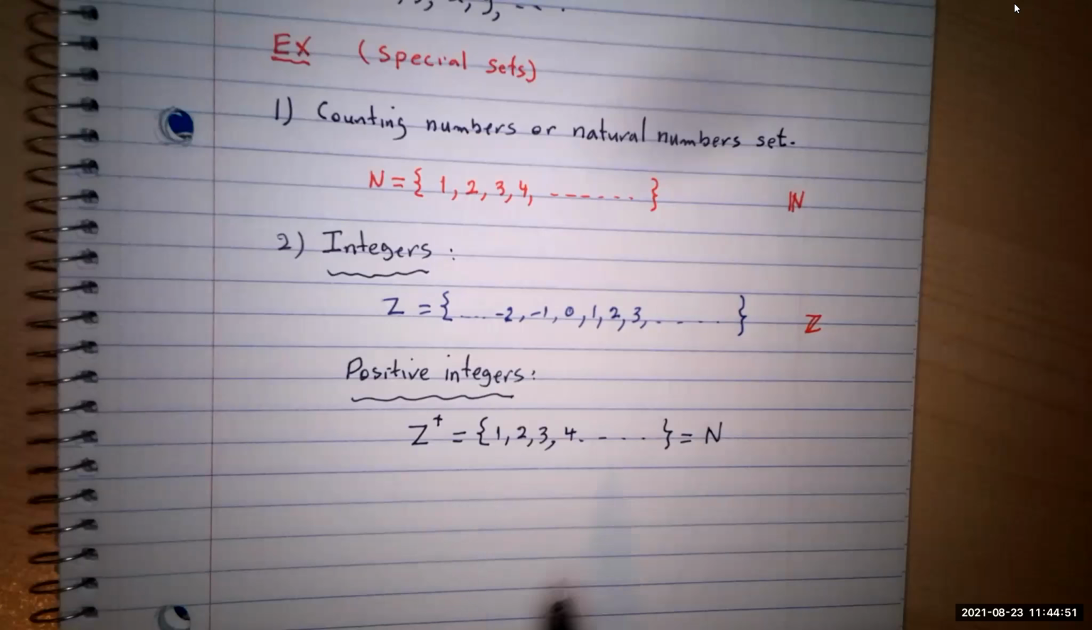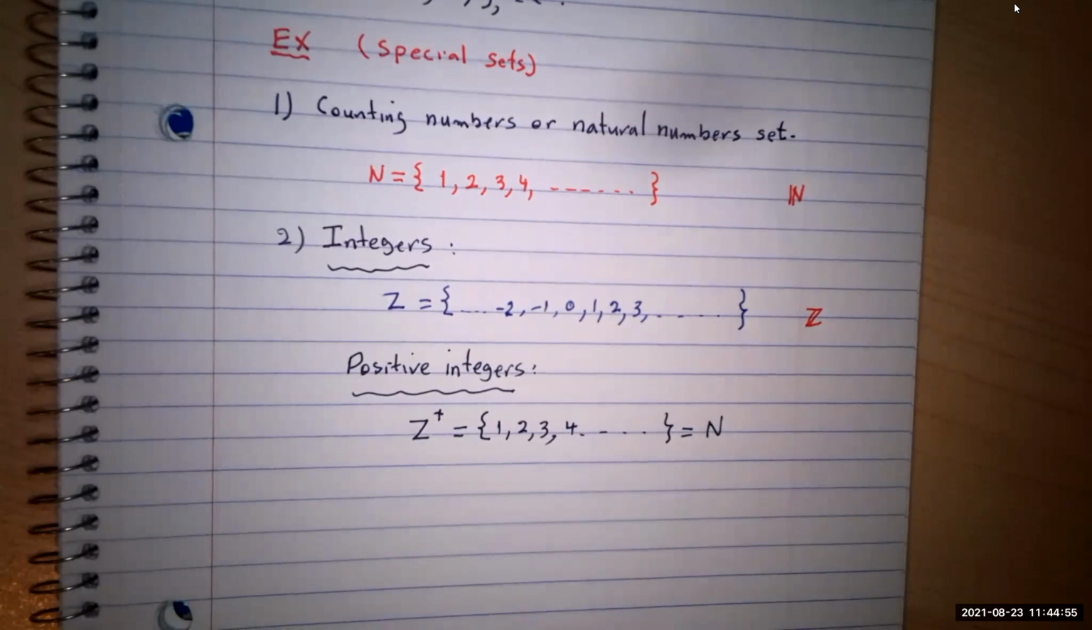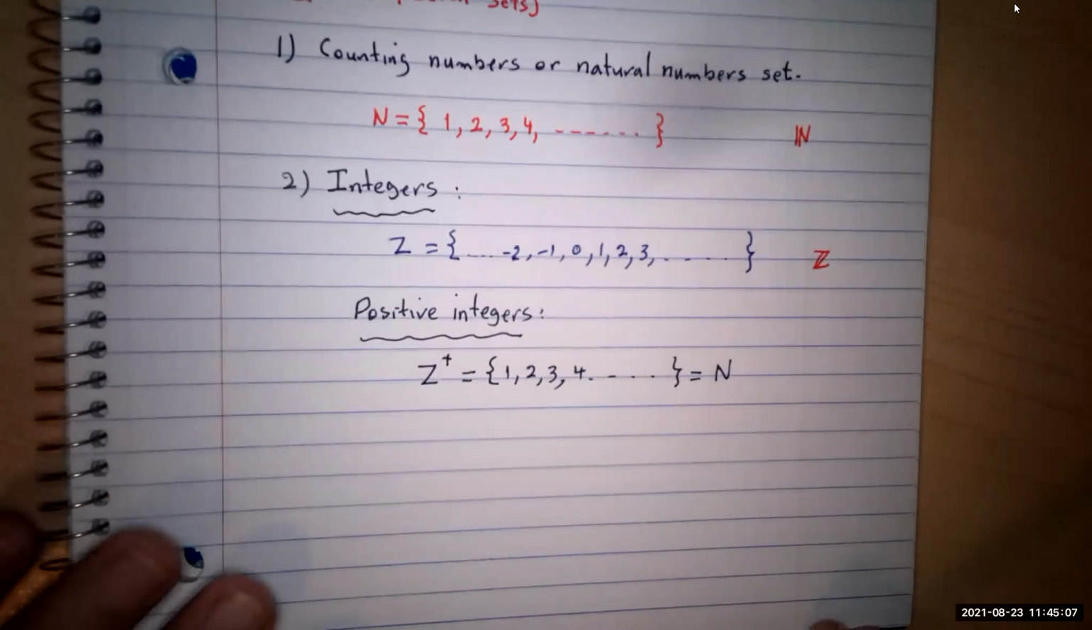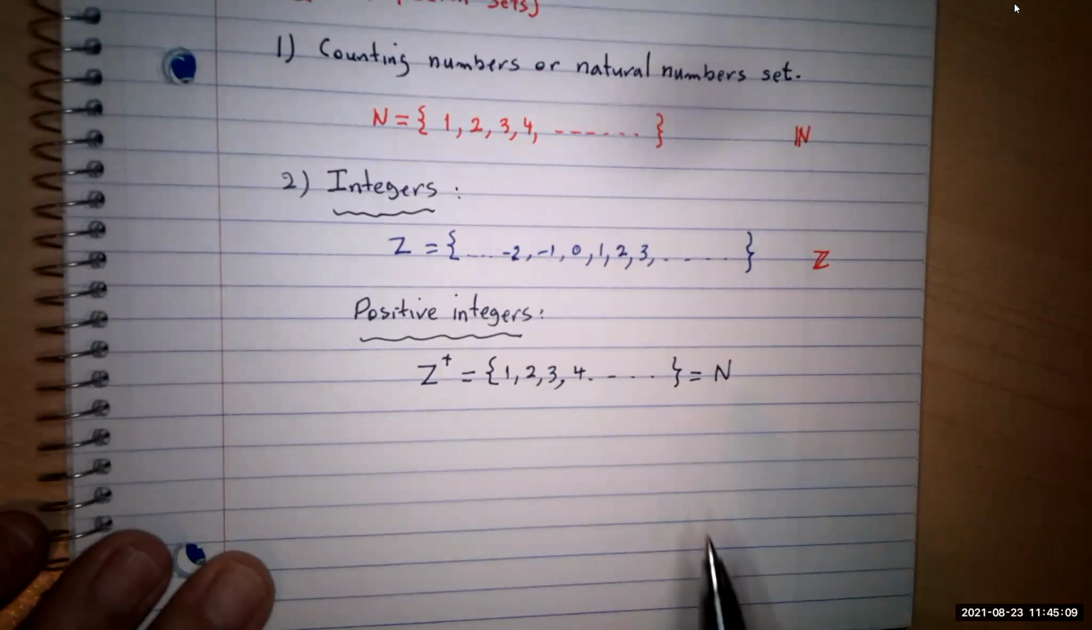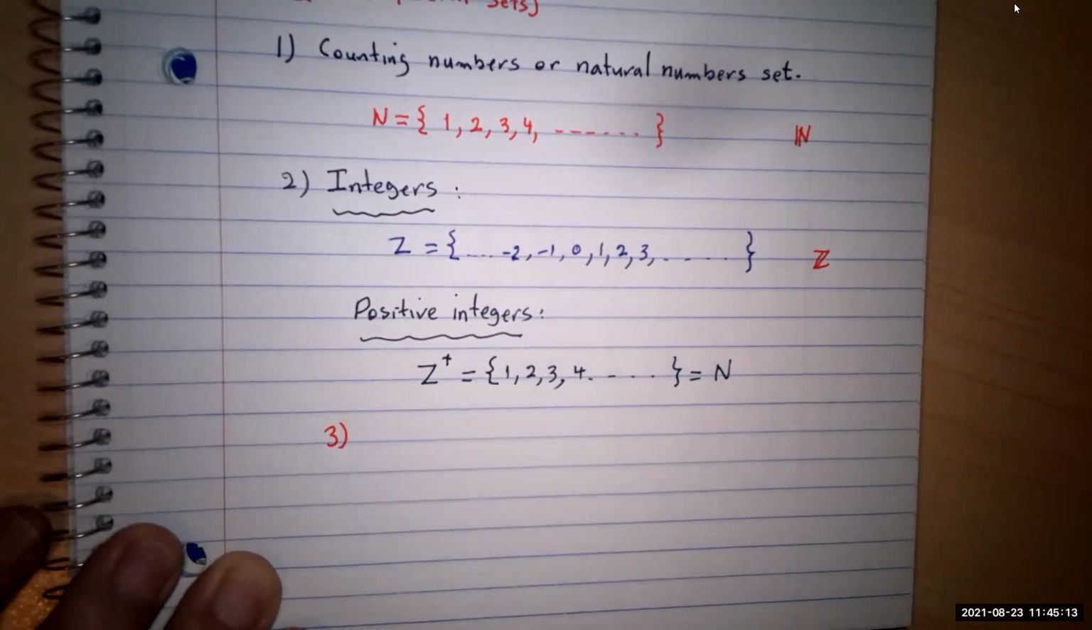Remember, without 0. 0 is not going to be in this set. There is a special function in computer science whose range is going to be these numbers. That's why we need it. Okay, so this is going to be one. Any question?